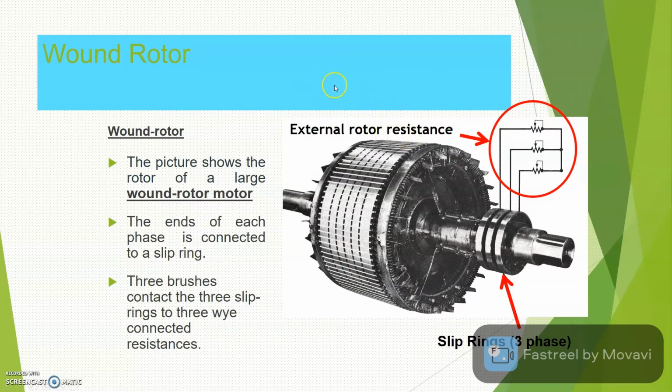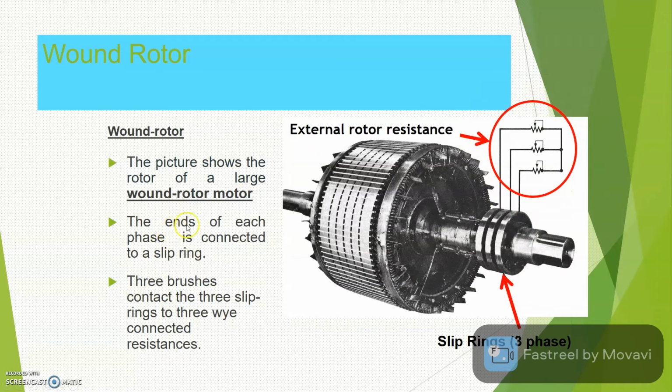The first one we had was the squirrel cage rotor, and the second one is the wound rotor. The picture shows you the rotor of a large wound rotor motor. For the wound rotor, you have three different slip rings here. The purpose of the slip rings is that you can connect them to the external rotor resistance. The purpose of connecting the rotor resistance is for controlling the speed of the induction motor.